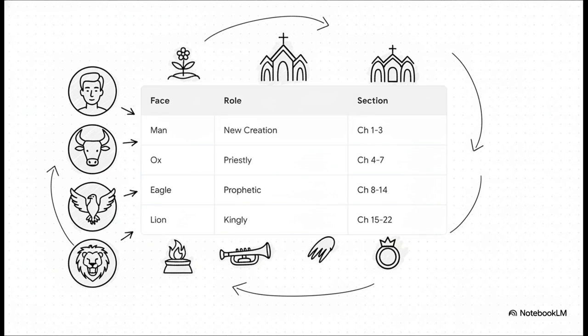The source outlines how Revelation's major sections map perfectly to these ancient faces. The seal section represents the ox. It's sacrificial and priestly. The trumpet section represents the eagle, flying in mid-heaven, which is prophetic. And the libation bowl section represents the lion, a kingly role that climaxes with the marriage to the king. That leaves the face of the man, which covers the opening chapters, representing the new creation.